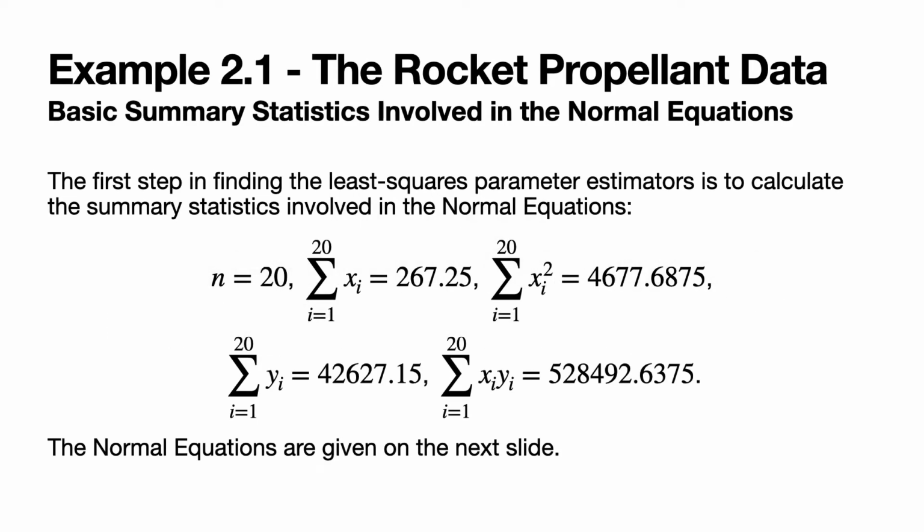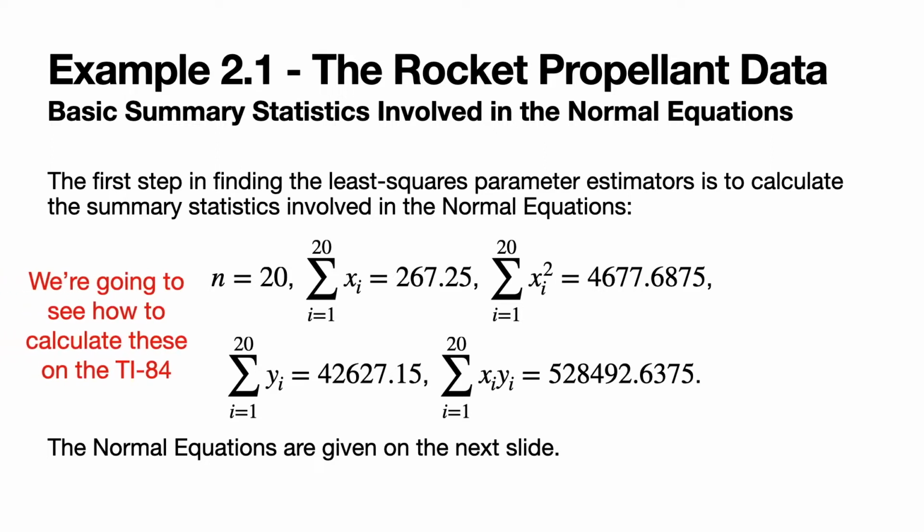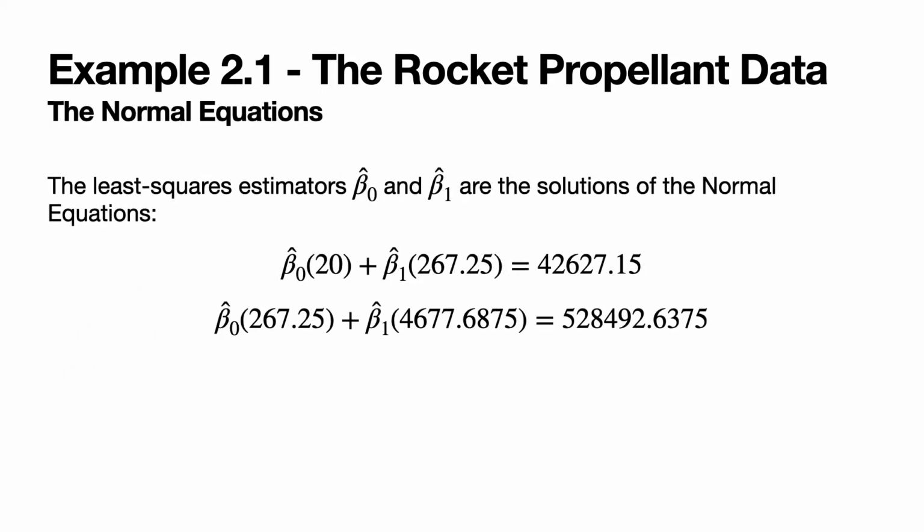Now we've seen in a previous lecture video that the summary statistics are as shown here. All right, and so this is the first step in doing this analysis, is to calculate these summary statistics and then we can plug these into the appropriate locations in the normal equations. Now, we're going to see how to do these calculations on the TI-84 as part of that analysis. So once they've been calculated, we can plug them into the normal equations, and this is what we get.